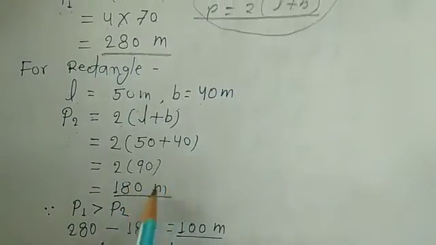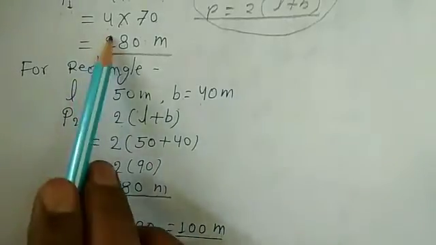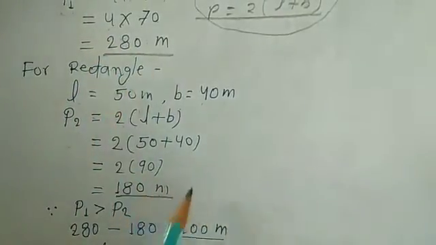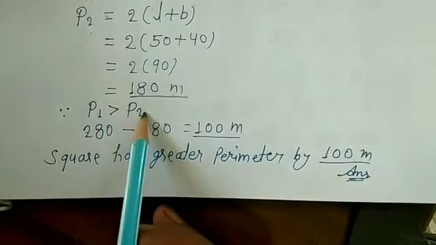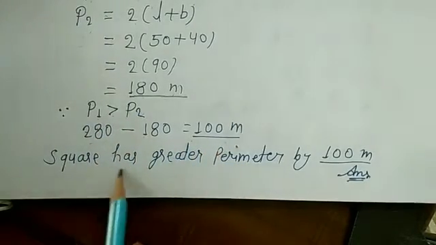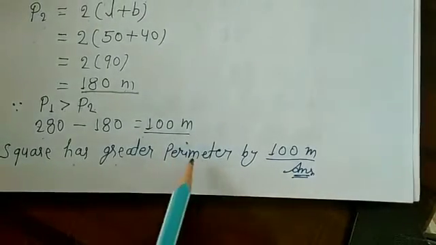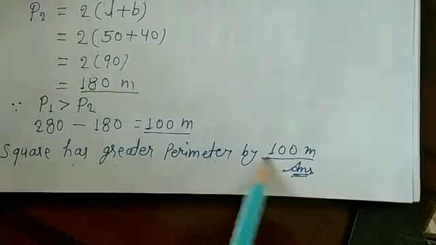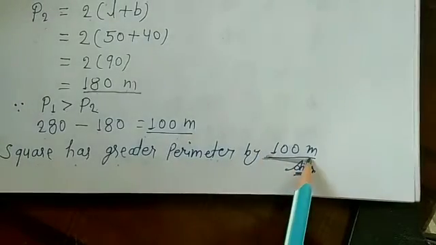Now if we compare 180 and 280, 280 is greater than 180, which means the value of P1 is greater than P2. So simply we will write P1 is greater than P2. 280 minus 180 equal to 100. It means the square has a greater perimeter than the rectangle by 100 meter.